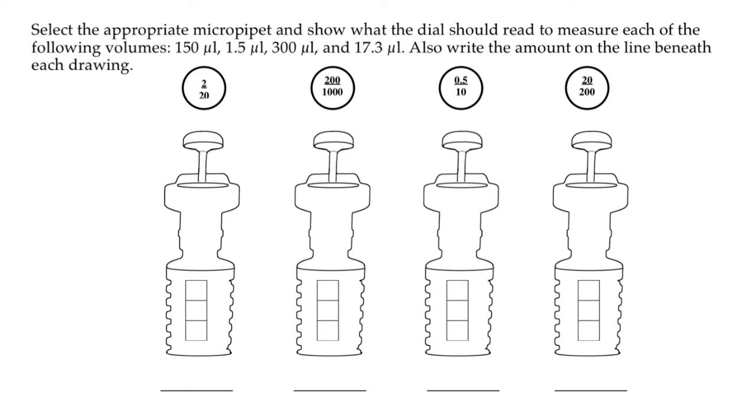So can we take 150 microliters with this micropipette? No, because the maximum volume it can take is 20 microliters. Can we take 1.5 microliters? No, because the minimum is 2 microliters. We also can exclude 300 microliters, but we can take 17.3 microliters with this micropipette. So our setting is going to be as follows.